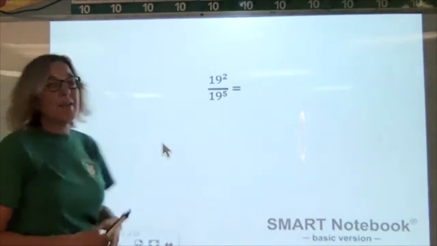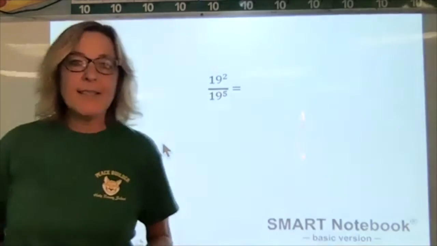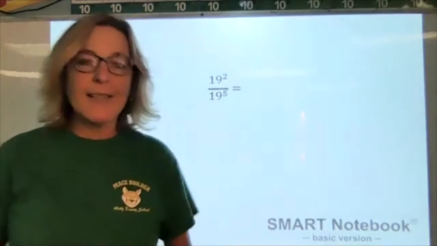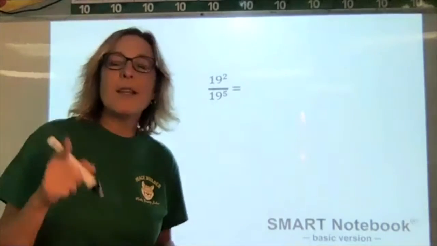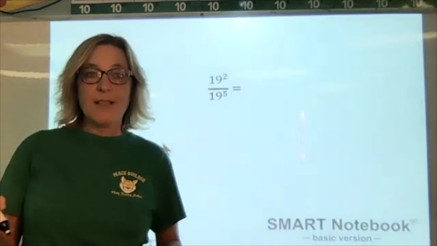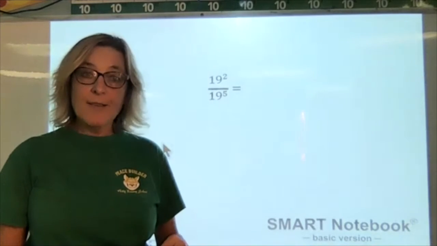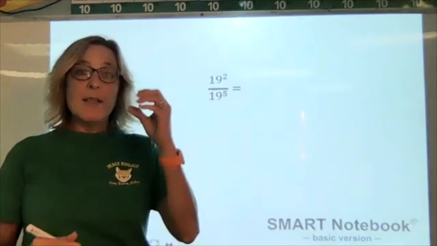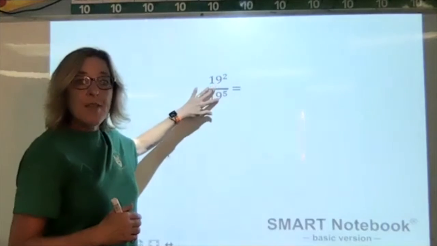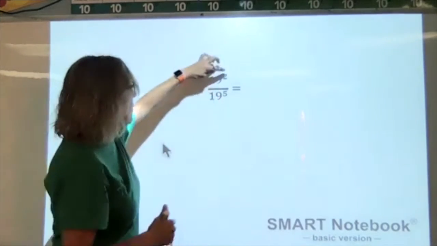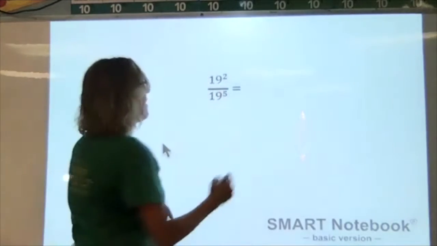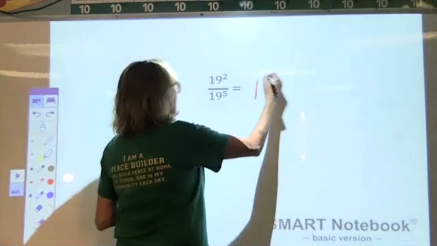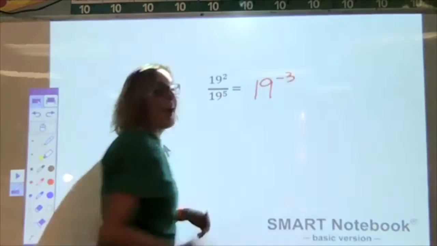Okay, so now let's take a look at this problem. This is 19 squared divided by 19 to the 5th power. So we can apply the division of exponents property to this problem, and that would say that because our base is the same, we can subtract the exponents. So if we have 2 and we subtract 5, then we have -3. So this is 19 to the -3rd power.